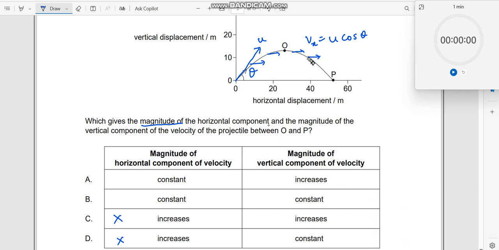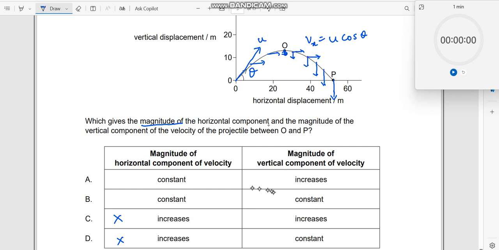So here what happens? Here the vertical component is 0. Here it is 0, and a little bit here. Then you see this increases. This becomes much larger, and here it is very high. Which means the vertical component keeps on rising as the projectile keeps on falling down.